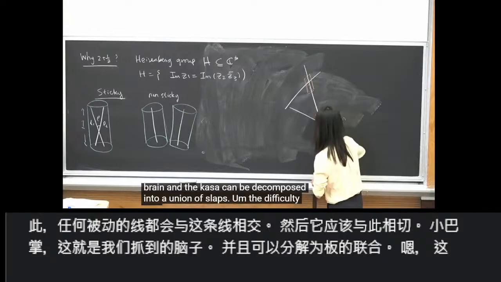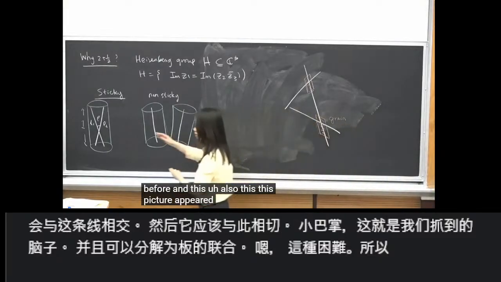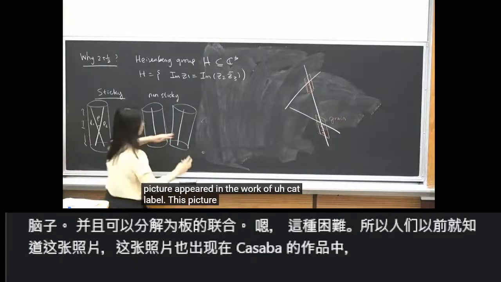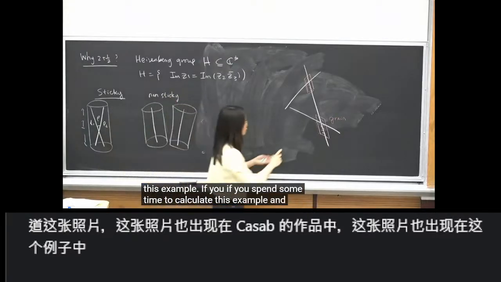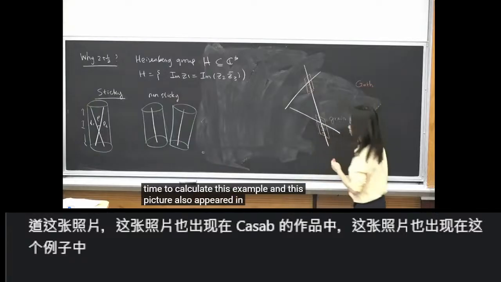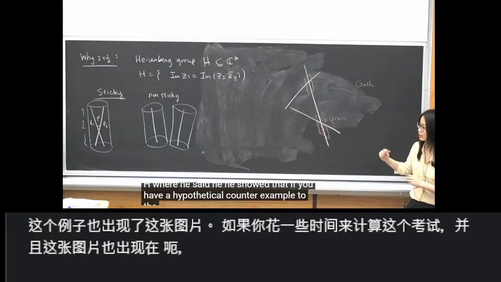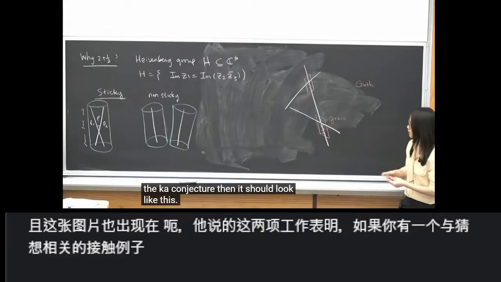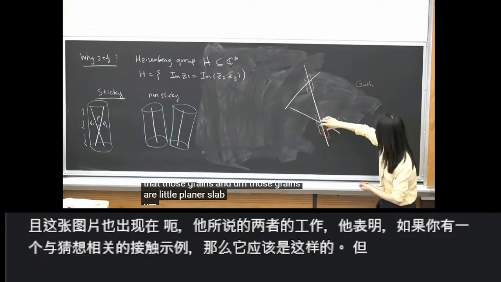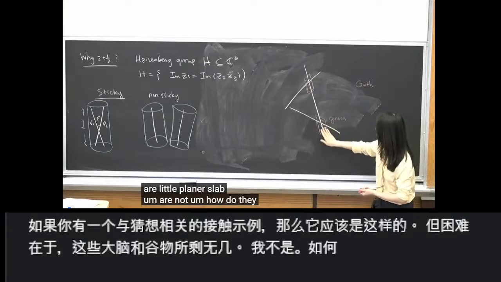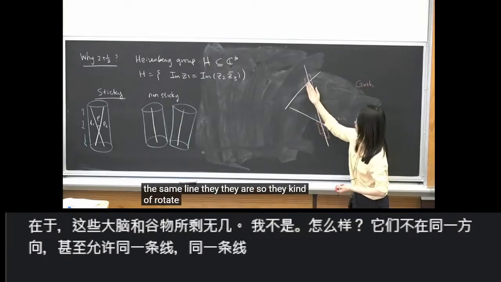People knew this picture before, and it appeared in the work of Katz, Łaba and Tao. This picture also appears in this example if you spend some time to calculate. And this picture also appeared in the work of Bourgain, where he showed that if you have a hypothetical counterexample to the Kakeya conjecture, then it should look like this. But the difficulty is that those grains, the little planar slabs, are not in the same direction, even along the same line. They kind of rotate, and this is the difficulty.